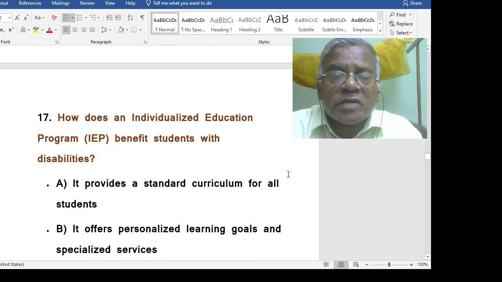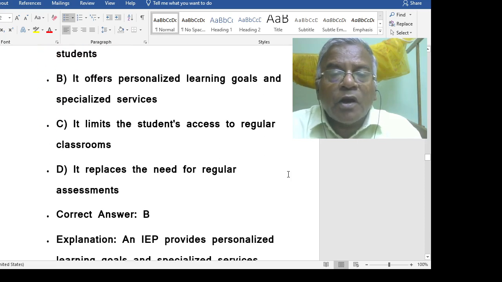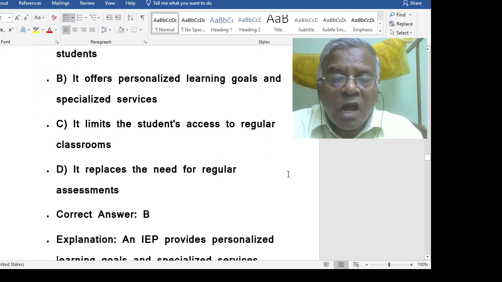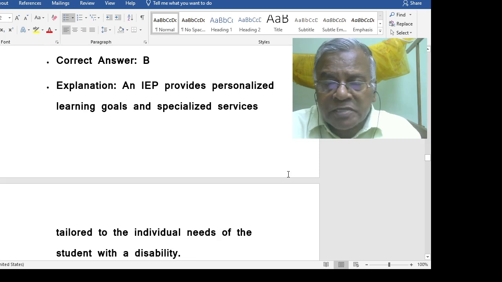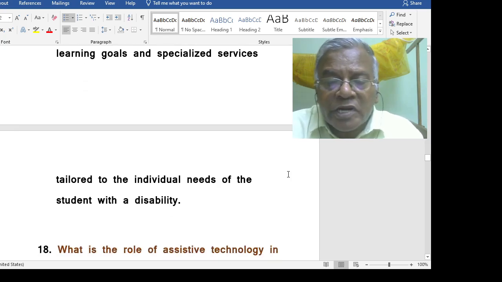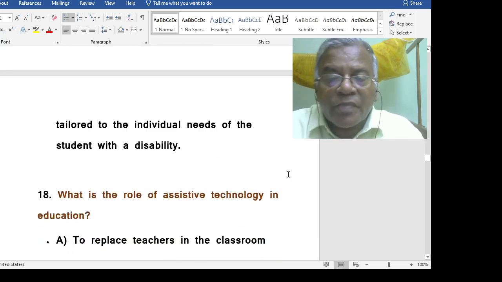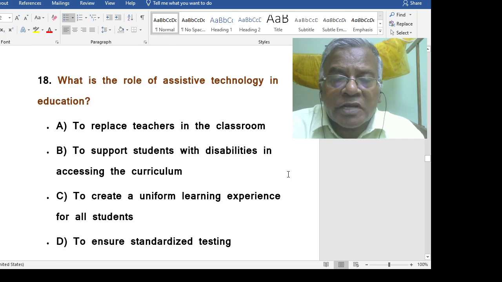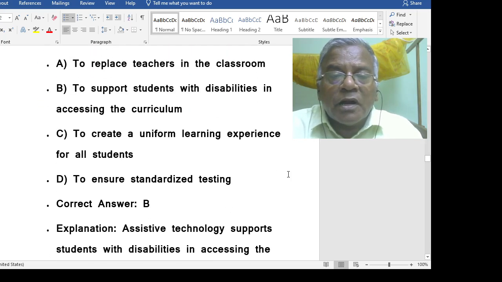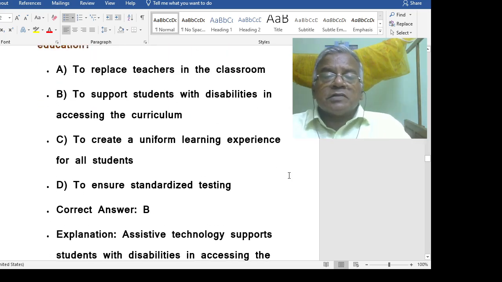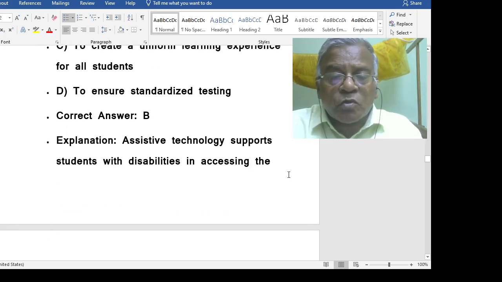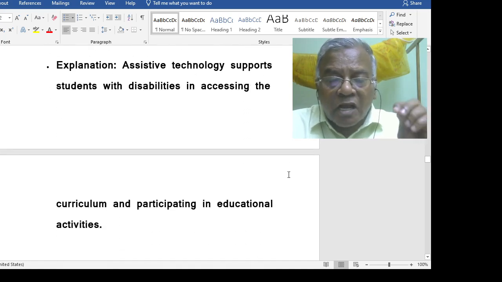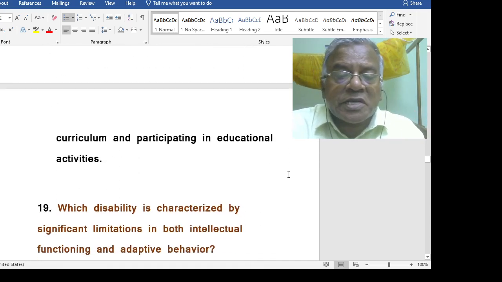How does an individualized education program benefit students with disabilities? That is, it offers personalized learning goals and specialized services. An IEP provides personalized learning goals and specialized services tailored to the individual needs of the student with a disability. What is the role of assistive technology in education? That is, to support students with disabilities in accessing the curriculum. Assistive technology supports students with disabilities in accessing the curriculum and participating in educational activities.